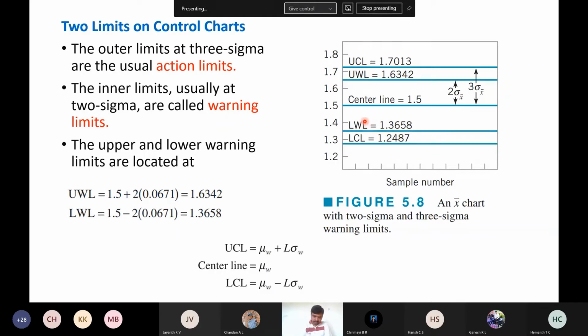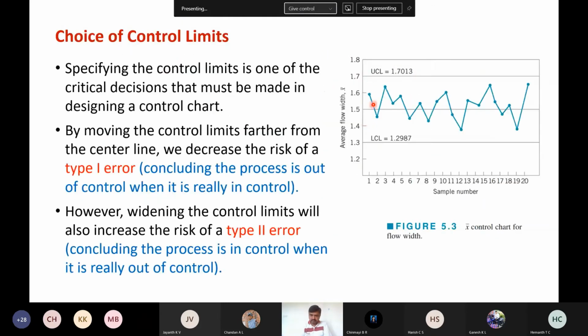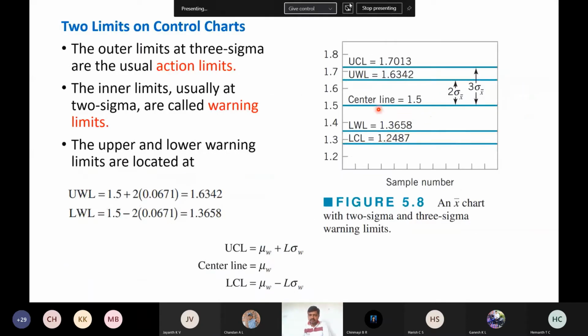For example, in this case, upper control limit and lower control limit are fixed at 3 sigma. That means by considering 3 standard deviation values. So here in this example, they are fixed as the control limits. To include warning limits, they will be kept at 2 sigma. Like in this example, the upper warning limit and lower warning limit are calculated like this.